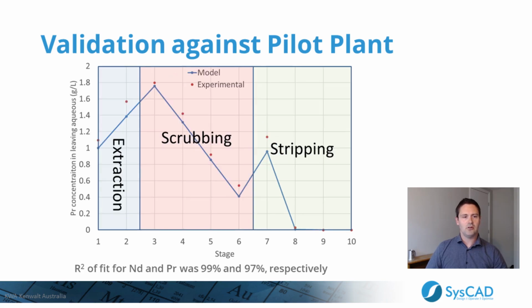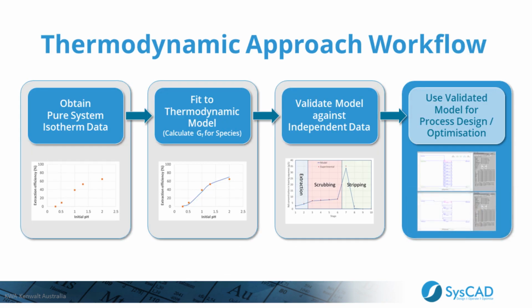There's a similar story here for praseodymium. Again, there's very good agreement between the model results in the blue line and the actual experimental results, which are the red dots. It's notable that the absolute errors are actually very similar. It's just that the scale of praseodymium is much, much lower. So we validated the model against independent data, and we have a validated model. Now we can use this validated model for process design and optimization.